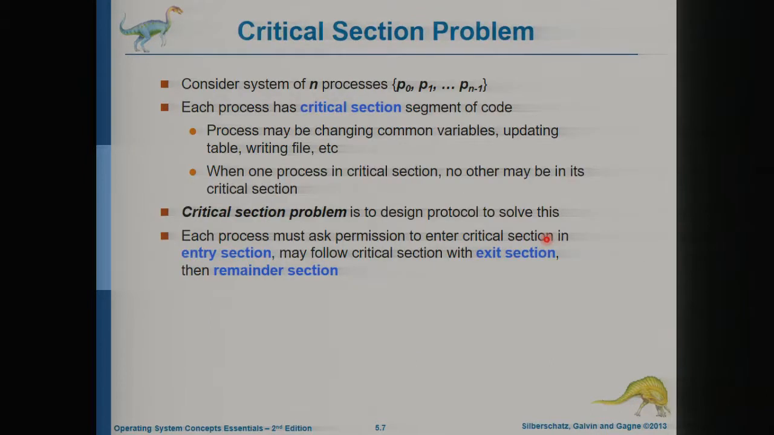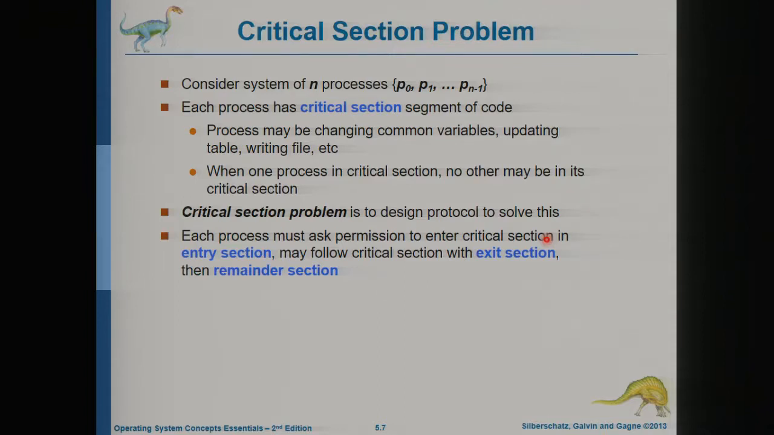Next one is the critical section problem. I told you the code in which such shared data is manipulated is called a critical section. If there are n processes in a system and each process has a critical section segment, then they all can manipulate common variables, update tables, and write to files. All these are scenarios wherein there can be a critical section problem. So the critical section is designed to solve such a problem.